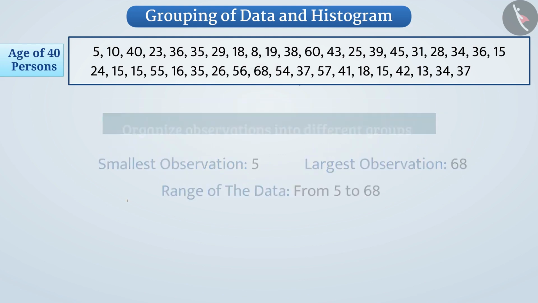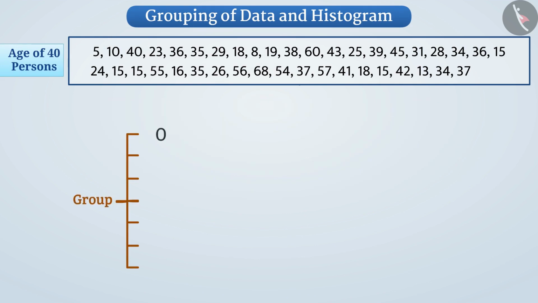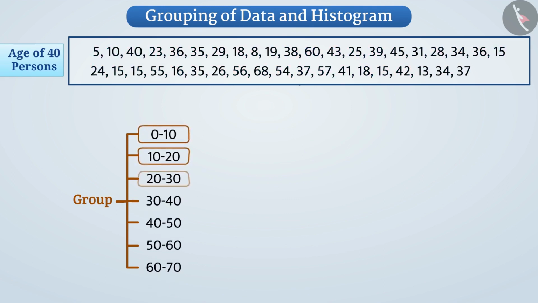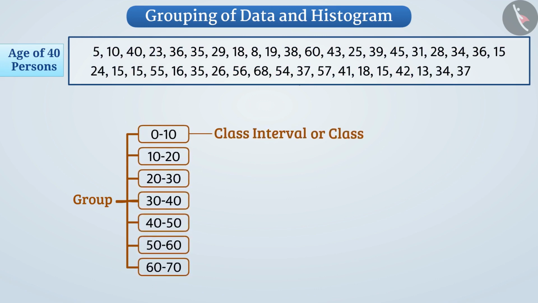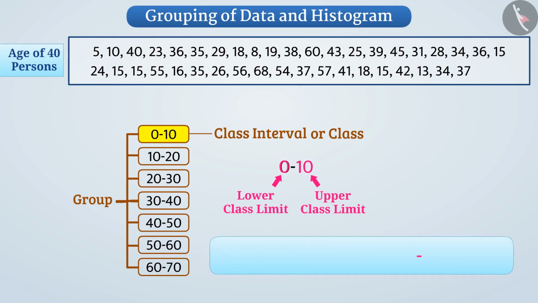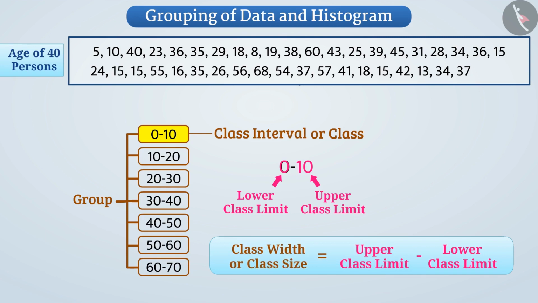So here, we will create groups of observations like 0 to 10, 10 to 20, 20 to 30, and so on. We call each group a class interval or class. Each class interval has a lower class limit and an upper class limit. Like 0 to 10 has lower class limit 0 and upper class limit 10. By subtracting the lower class limit from the upper class limit of class interval, we get the difference between the two. We call it class width or class size of that interval.